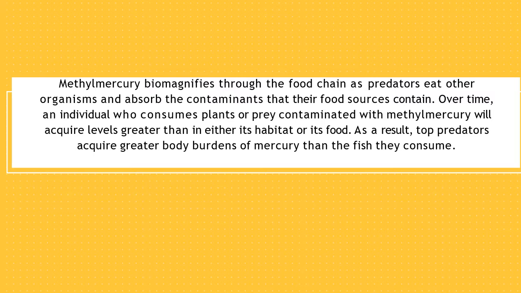Methyl mercury biomagnifies through the food chain as predators eat other organisms and absorb the contaminants that their food sources contain. Over time, an individual who consumes plants or prey contaminated with methyl mercury will acquire levels greater than either in its habitat or its food. As a result, the top predators acquire greater body burdens of mercury than the fish they consume.